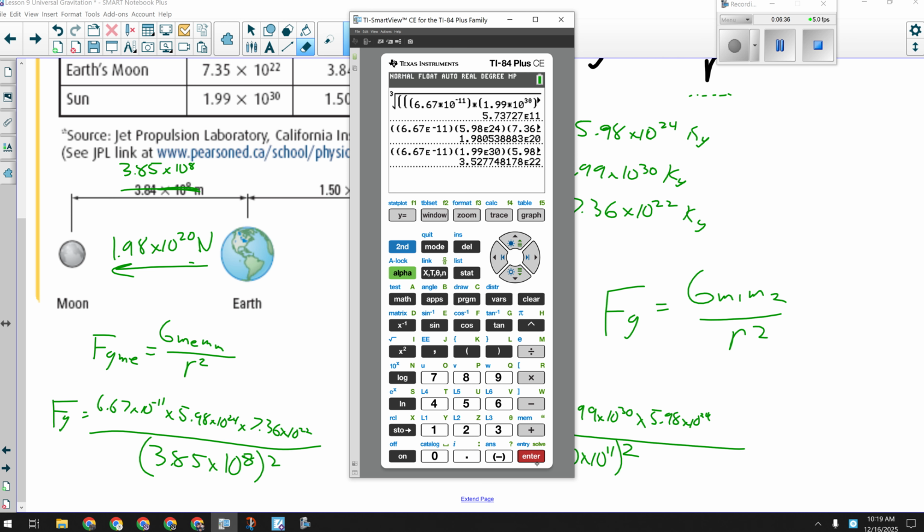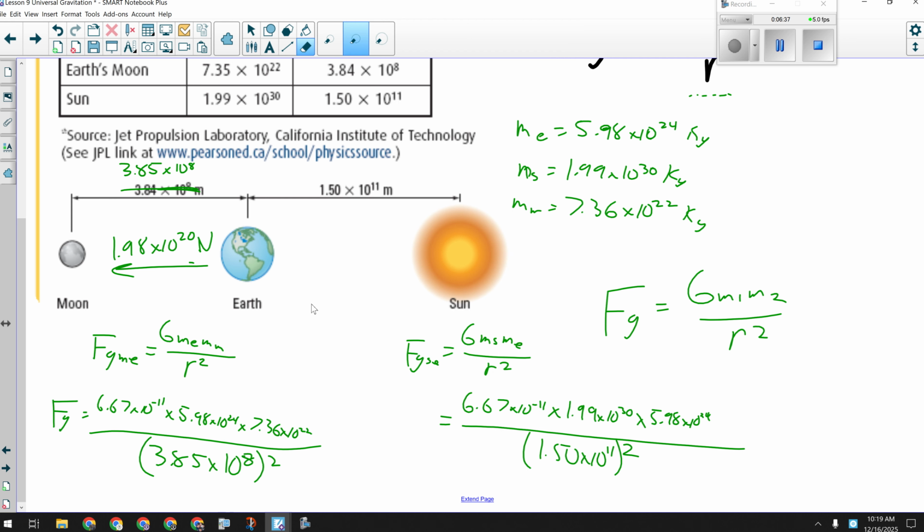Okay, so that's going to be 3.53 times 10 to the 22 newtons. Okay, how do I find the net force?